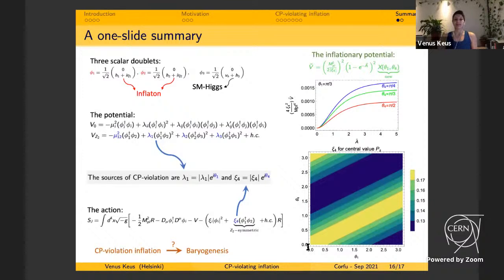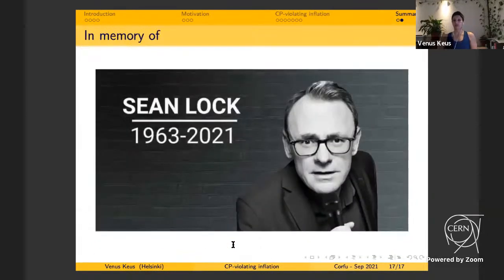I'm glad I'm perfectly on time. Here I've decided to give you a one-slide summary in case you drifted off during the talk. The idea was that I have three Higgs doublets, one of which is the standard model Higgs doublet, and the other two contribute to inflation. In such a case, I can introduce complex couplings in the potential and also complex couplings in the coupling to gravity. These two sources give me not only an inflationary potential, but also an unequal number of particles, which I will hopefully use for baryogenesis. I would like to thank you for your attention.